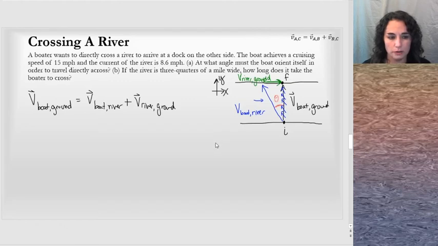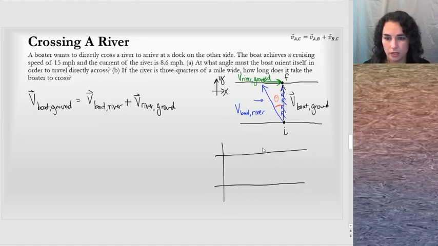Let's use a chart. This is how you would use a chart in this situation. I create an X and Y column. And in this situation, we have three objects. We're going to have three velocities. The velocity of the boat with respect to the river. I'm going to add on the velocity of the river with respect to the ground. And when I add those together, the final thing I get is the velocity of the boat with respect to the ground.